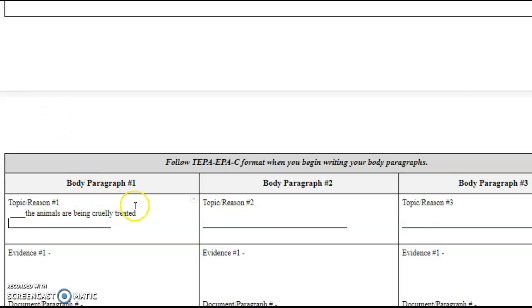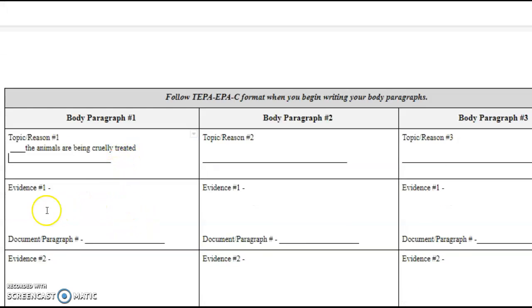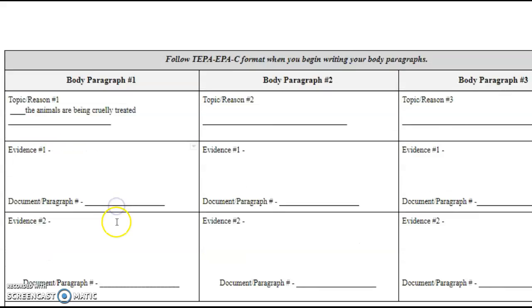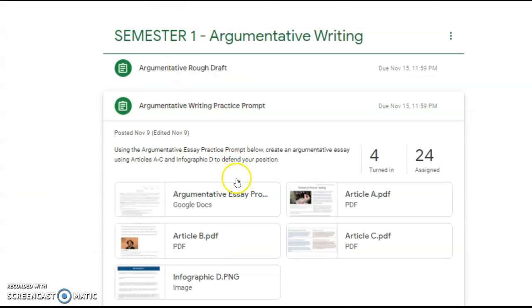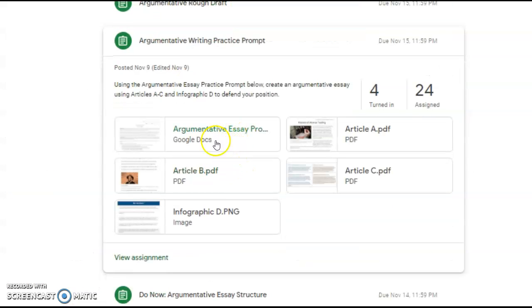Okay, now you have your reason 1. Now what you're going to do is you need to find evidence. Ms. Ornelas, I hear you say, how do I find evidence? It's okay. You go back to Google Classroom. Here's what you opened up: the argumentative essay prompt practice.